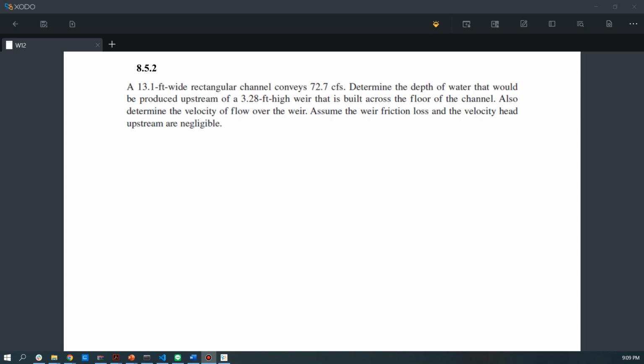So let's start with this first problem, 8.5.2. This problem tells us we have a 13.1 feet wide rectangular channel conveying 72.7 cubic feet per second of flow. So b is equal to 13.1 feet and the flow Q is equal to 72.7 CFS.